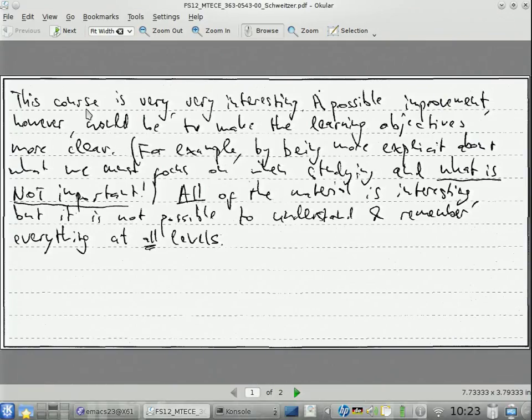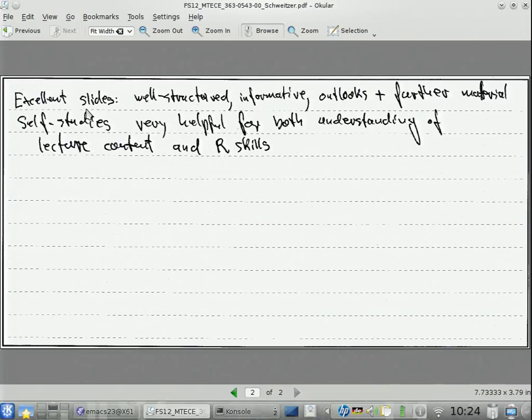The course is very interesting. Possible improvement would be to make the learning objective more clear. This also refers to one of the questions here. For example, being more explicit about what we must focus on, what is not important. Okay. All of the material is interesting, but it's not possible to understand and remember everything at all the levels. That's certainly true. So this was the second comment. Excellent slides, well structured, outlook further material, very helpful.